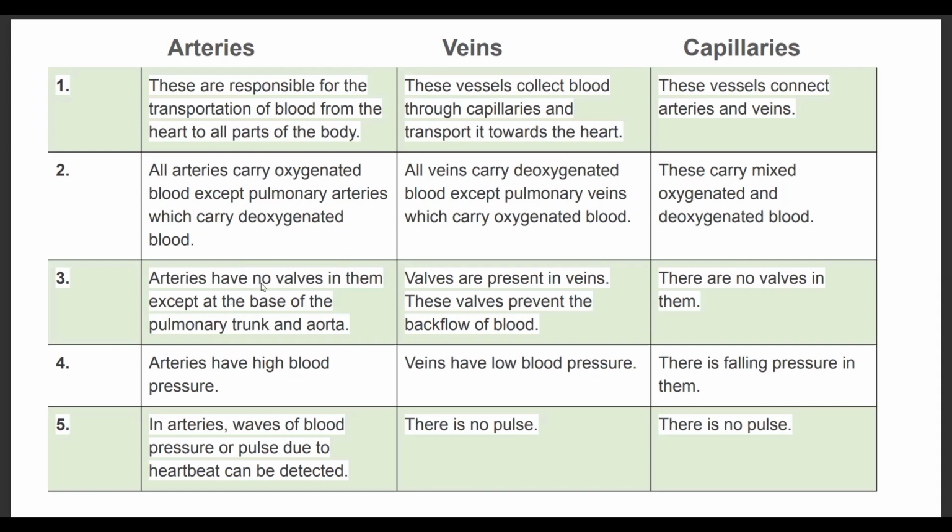Third one, arteries have no valves in them except at the base of the pulmonary trunk and aorta. In veins, valves are present, right? These valves prevent the backflow of blood. But in capillaries, no valves. Then arteries have high blood pressure. Veins have low blood pressure. In capillaries, there is falling pressure in them.